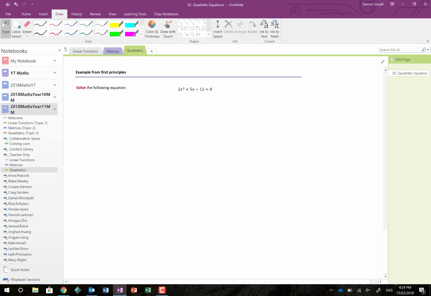Here's an example. If we remember the t method, take the 2 and the negative 12, minus 24, right? Because at this moment in time, this is not in factorized form. There are 3 terms.